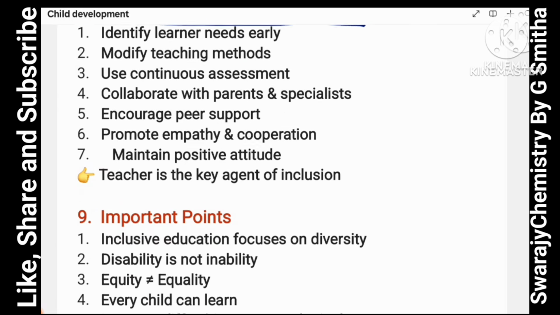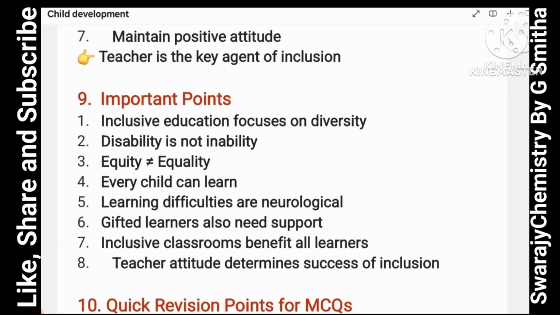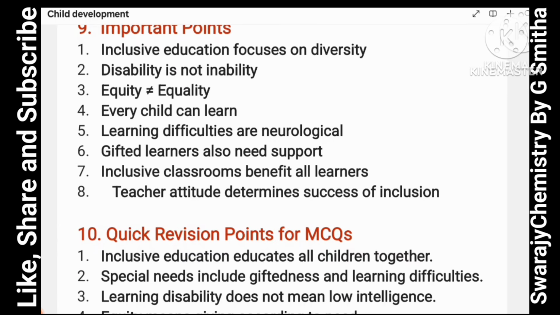After understanding the concept of inclusive education, the key points for examination are: the first one is inclusive education focuses on diversity, not uniformity. The second one is disability does not mean inability to learn. The third one is equity is different from equality. The fourth one is every child has the ability to learn. The fifth one is learning difficulties are neurological in nature, not due to laziness.